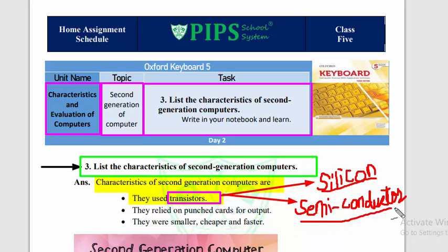Silicon is a semiconductor. Sometimes electricity passes through it and sometimes electricity does not pass through it. So transistors are also semiconductors. When the electricity passes through them, it shows 1, and when electricity does not pass through it, it shows 0. In this way transistors work. And due to the transistors, the size of the second generation of computers has reduced compared to the first generation of computers.